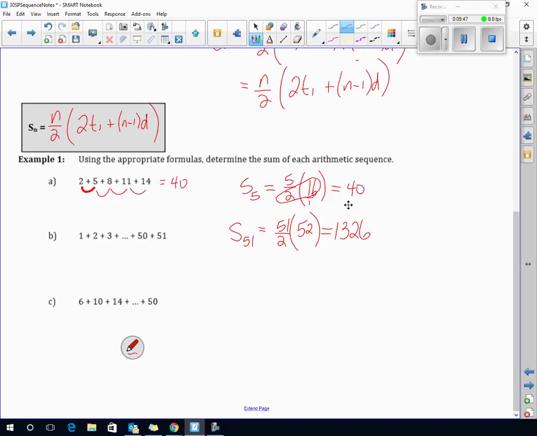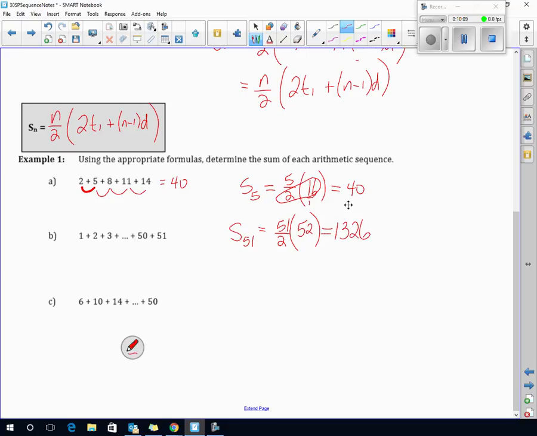Okay, do you guys want to try the last one? What's wrong with the last one? We don't know how many terms there are. Darn it! How could we figure that out? Do we have to use our fingers? No, we don't use our fingers. We have the magic of algebra.